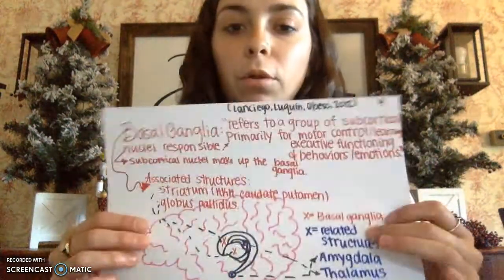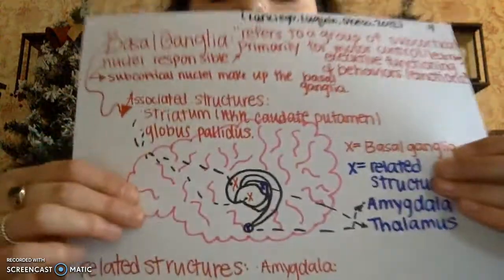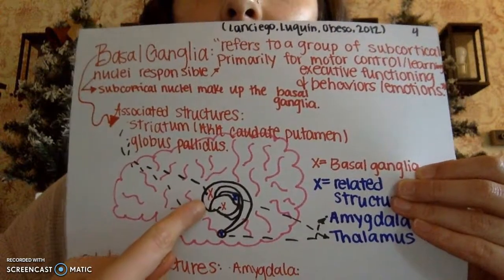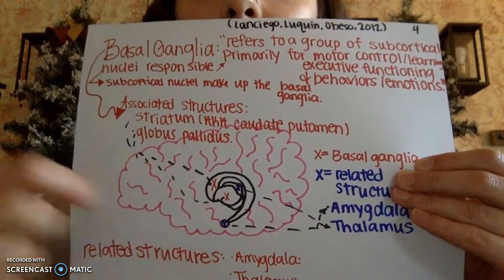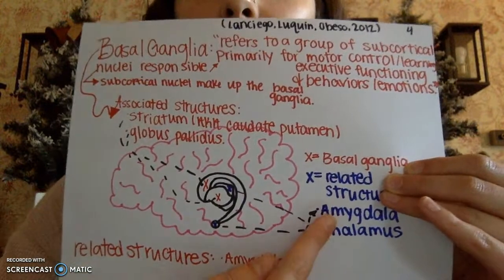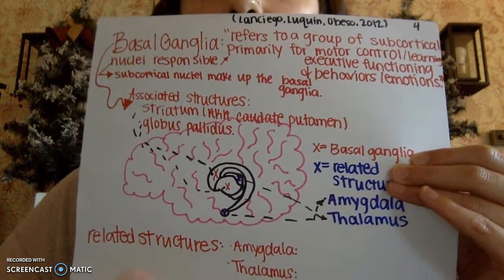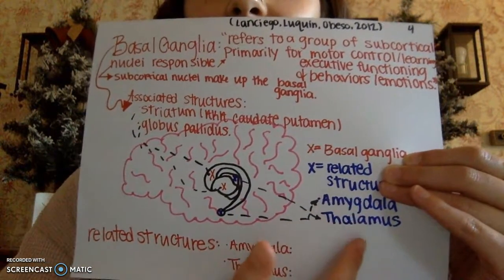Again, I drew another little brain guy for us. If we look closely, the X's are the basal ganglia, while the blue is the related structures, which would be the amygdala and the thalamus.